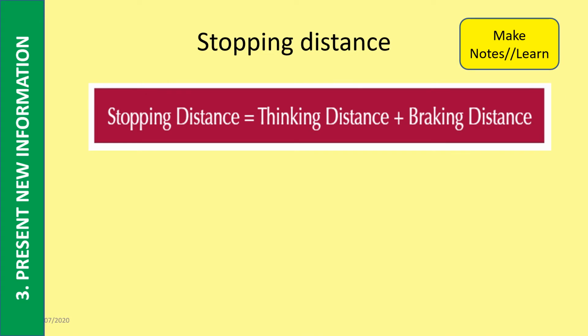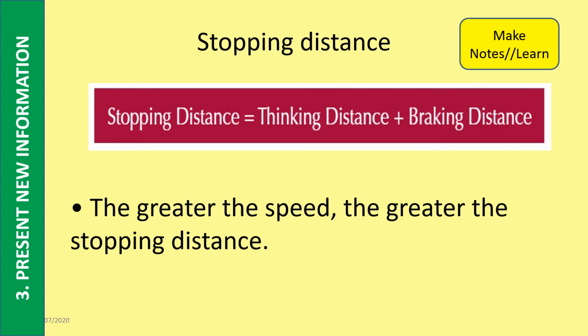And normally we write it as a formula, as given here. The stopping distance is equal to the thinking distance plus the braking distance. And a key point to remember from this stage is that the greater the speed, the greater the stopping distance is going to be.